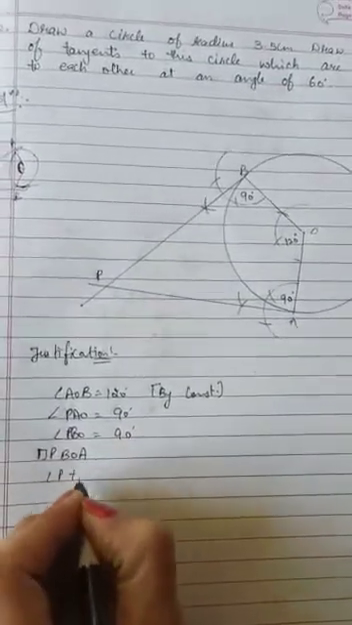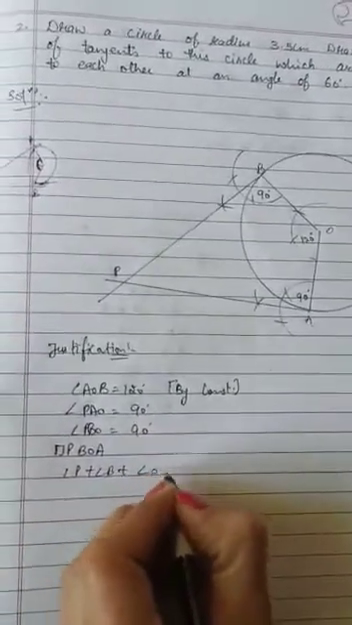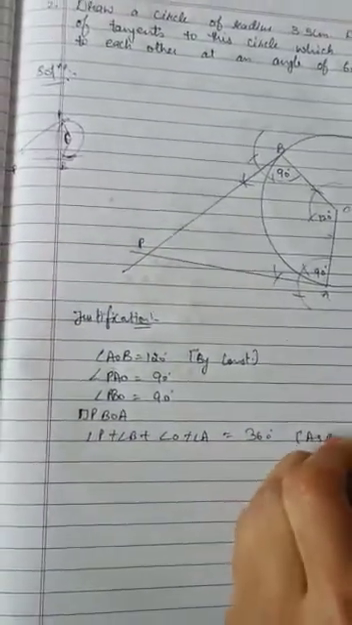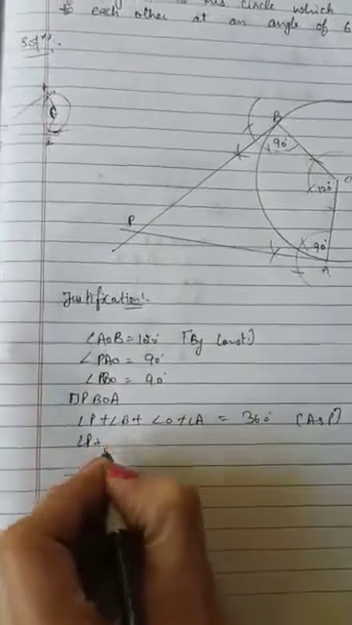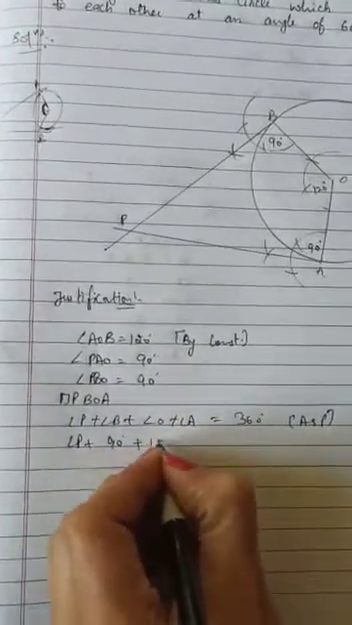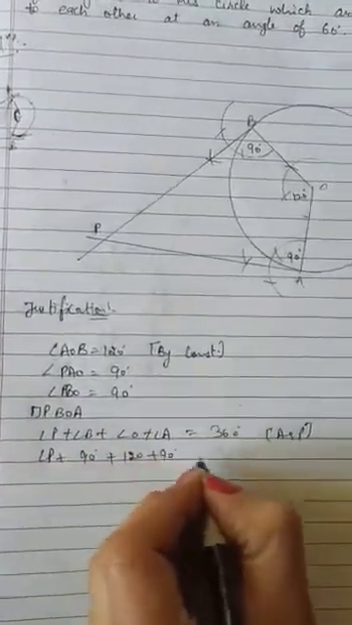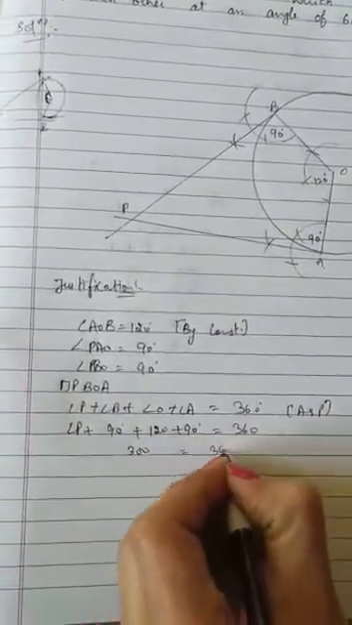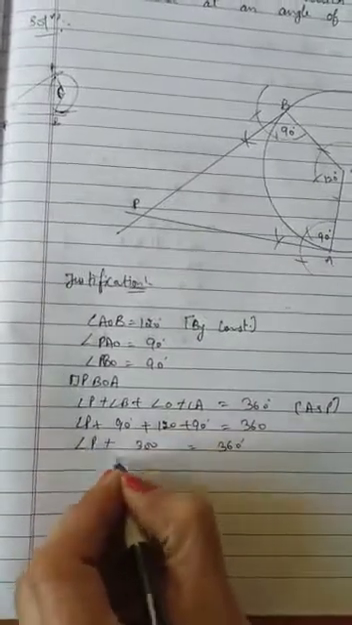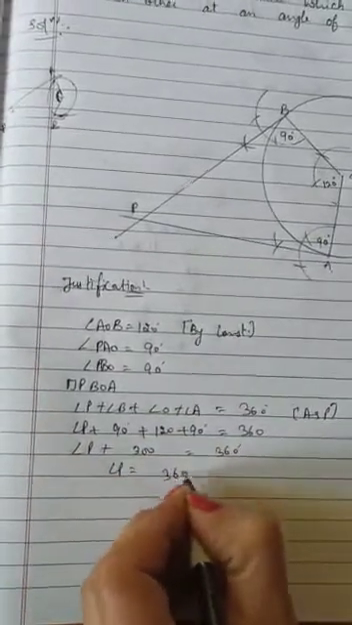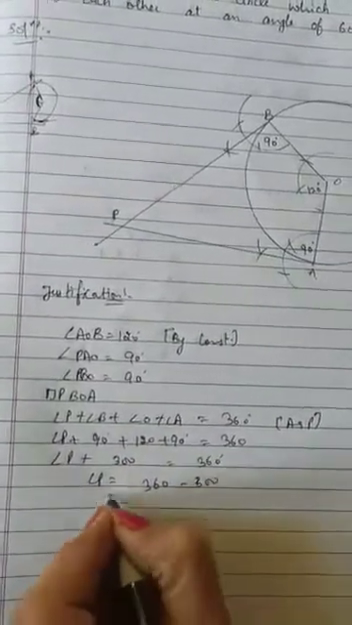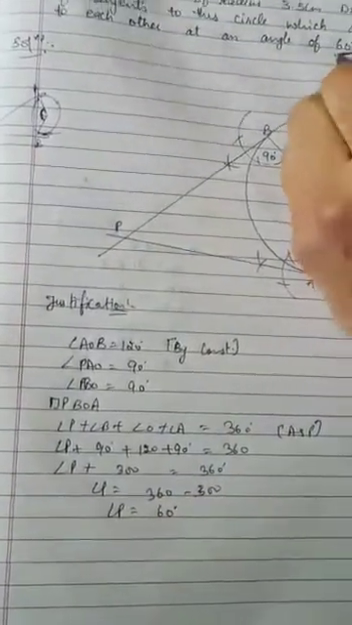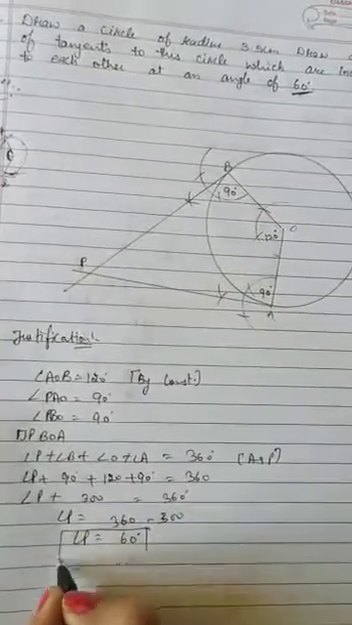So in the quadrilateral PBOA, angle P plus angle B plus angle O plus angle A is equal to 360 as an angle sum property. So angle P we want to find out, here is 90 degrees, here is 120 degrees, here is also 90 degrees, is equal to 360. So this sum is 300, equal to 360 degrees minus angle P. So angle P is equal to 360 minus 300. Angle P we find out, that is 60 degrees which was given in the question. So this is the justification of the question.